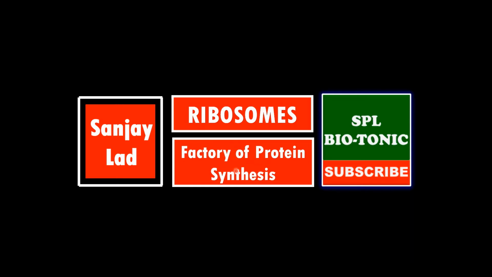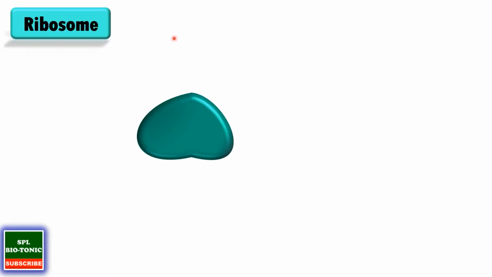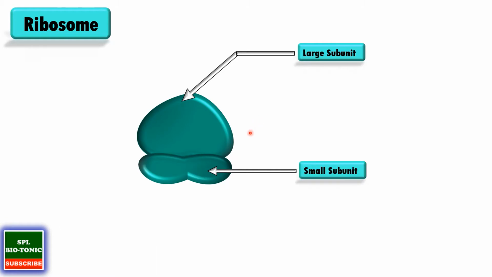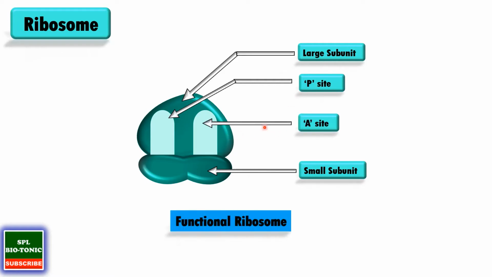Students, in today's discussion, we'll talk about the structure of ribosomes. These ribosomes are found in both prokaryotic cells as well as eukaryotic cells. Now, they consist of the large unit and small unit. They also show two sites here. One is P site and second is A site. Now, what is the meaning of P site and A site? We'll just see a bit afterwards. Now, when these two units are joined together, then that ribosome becomes functional.